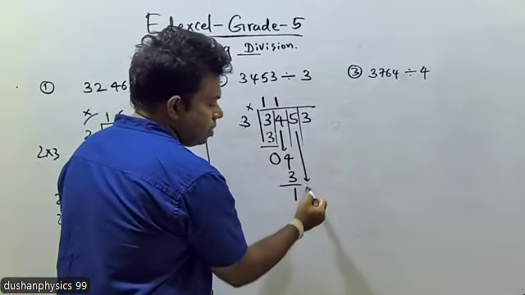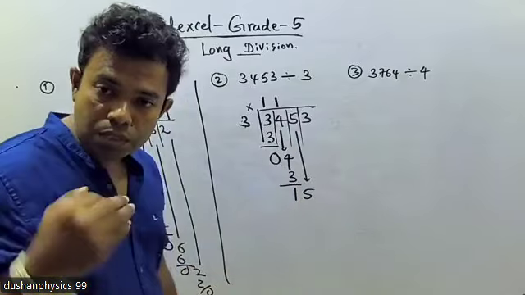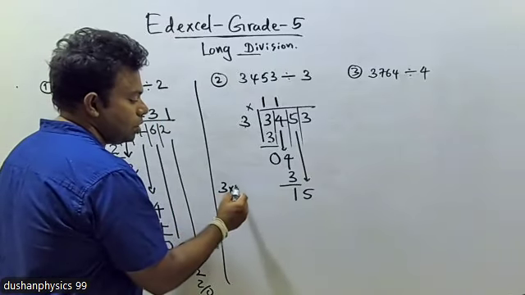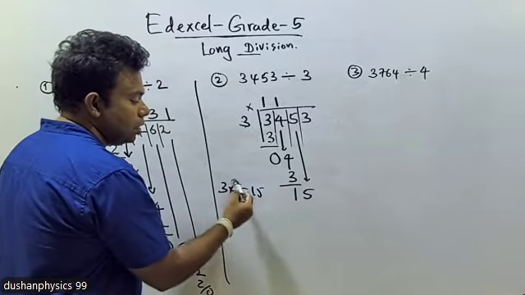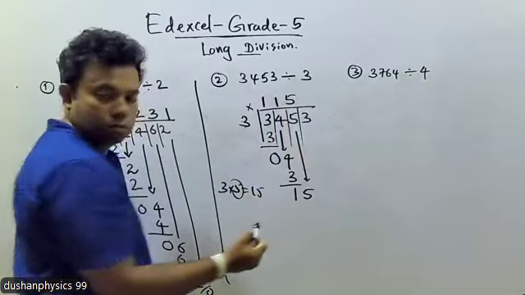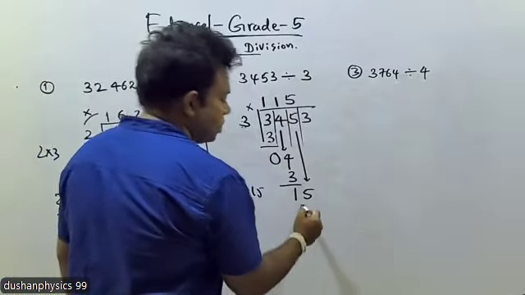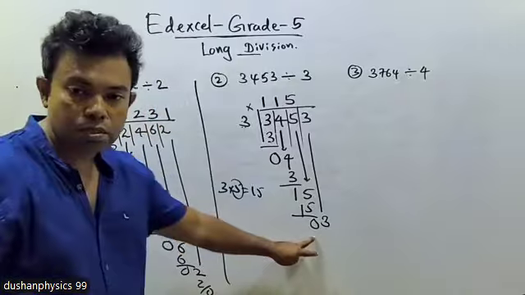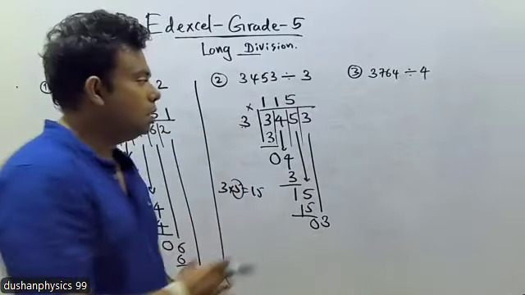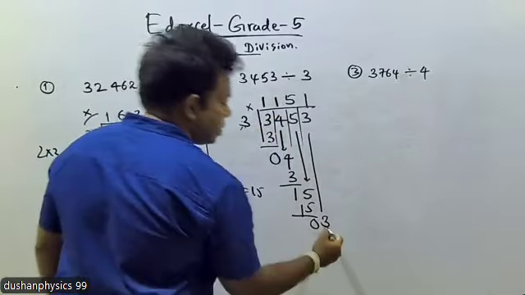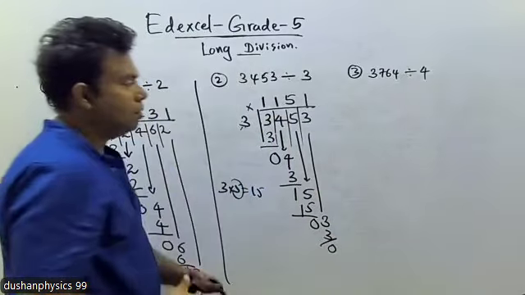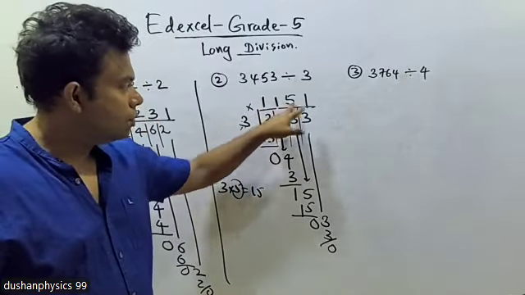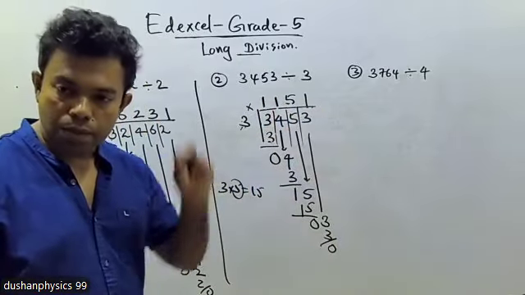Then take the next number, 15. Tell me, how many 3's are there for 15? If you memorize, I know 3 times 5 is 15. Therefore, I write 5 over here. Am I clear? 3 times 5, 15. Then subtract and get the next one. The final number is 3. Check how many 3's are there. There's 1. 3 times 1, 3, and subtract, 0. Now, as you can see, the final answer is 1151, 0 remainder. Am I clear?